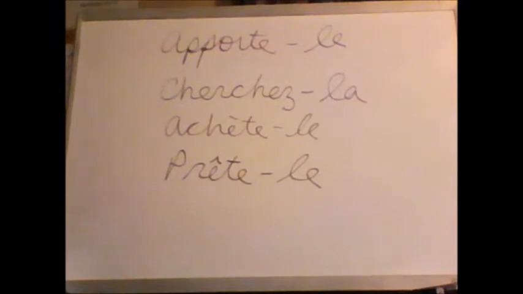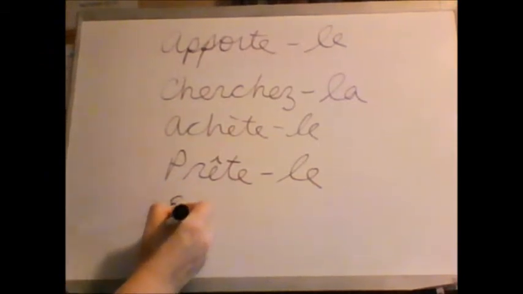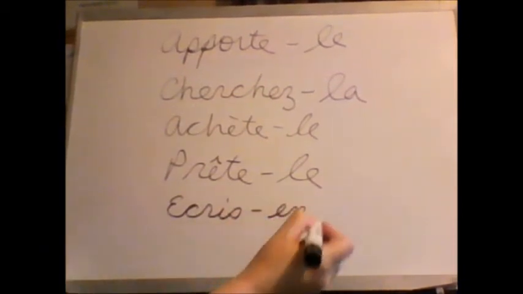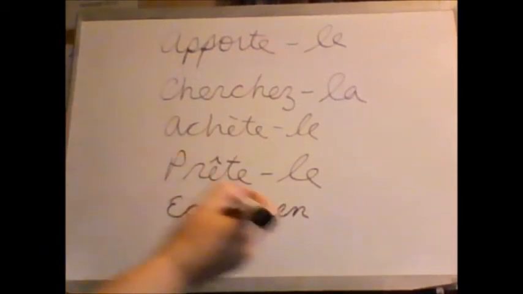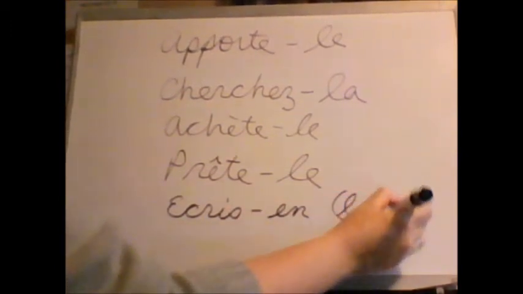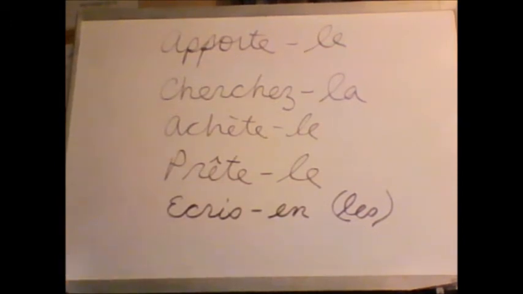Numéro 5. Est-ce que je dois écrire des lettres? Must I write some letters? We want to say write some. Écris-en. Excuse me. The book also shows this as an answer. Écris-les. You could do that as well. I think that's a partitive and you're saying some letters, so en is a better fit. But as I said, the book does show écris-les, so I'll give that as an option.